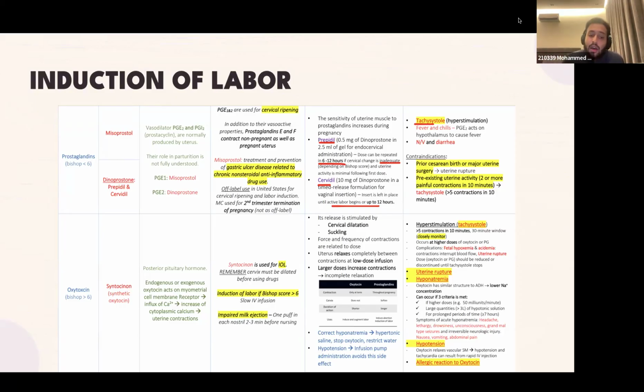Tamam. Oxytocin, it basically will cause uterine contractions, so it induces labor. You need to be sure that the cervix is fully dilated, that it's above 6, the Bishop score is above 6. Again, what's the side effect? Hyperstimulation, tachysystole, and then uterine rupture because you're contracting the uterus and so on. Okay, and these are other side effects of oxytocin.